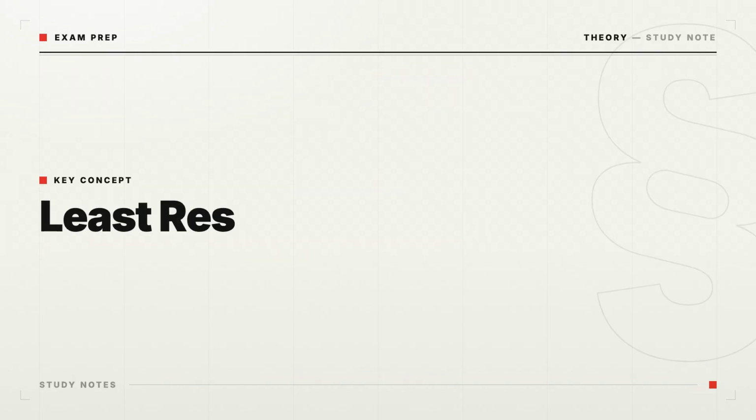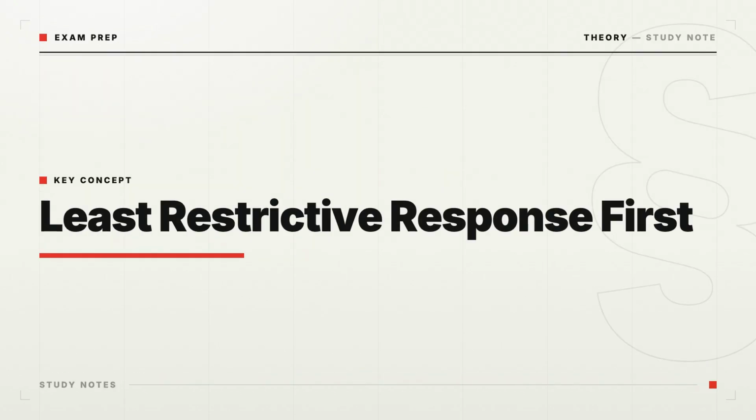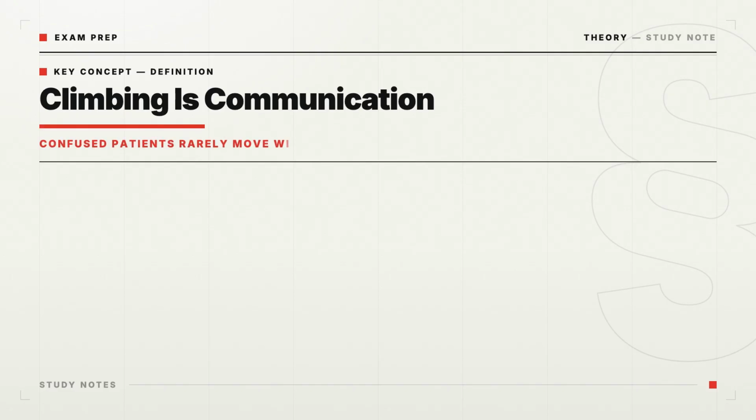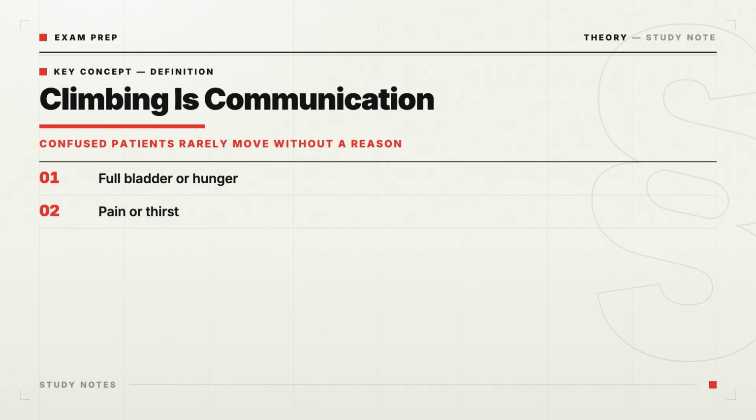patient response. When a confused patient tries to climb out of bed, the instinct to raise all four rails or reach for a restraint is exactly backwards. The safest response goes the other way, toward the least restrictive action that solves the real problem. Climbing usually signals an unmet need, like a full bladder, pain, hunger, thirst, fear, or disorientation.